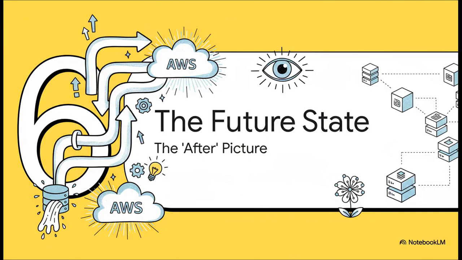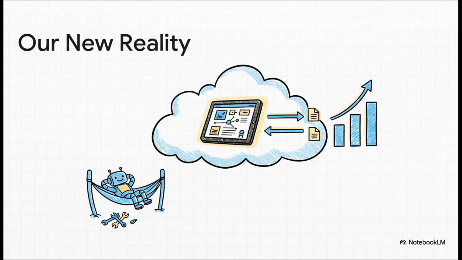So, let's bring it all together. What does this fully modernized future, this after picture, actually look like for us? Our new reality is a totally serverless system with automated flows that react instantly. We get much faster processing because we can run things in parallel. We have an intuitive dashboard for our teams, and we can scale our analytics whenever we need to. And, maybe best of all, zero server maintenance to worry about. This is the modern, efficient data platform we've been working toward.